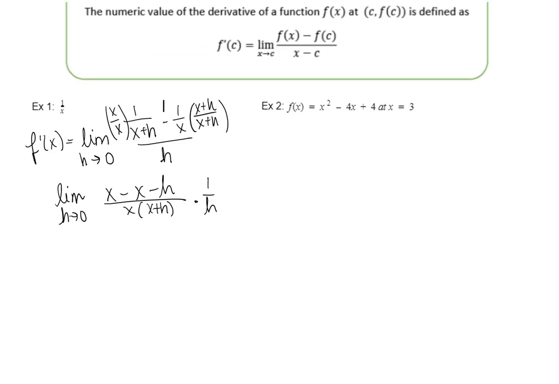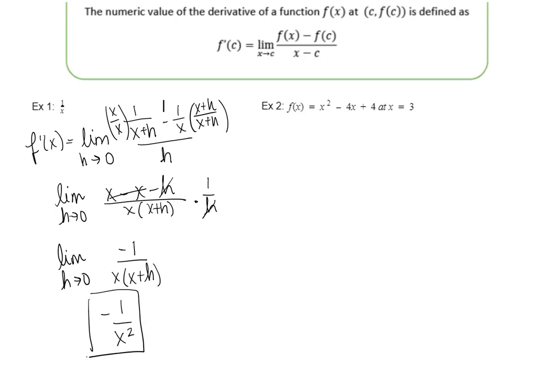Now let's get a little bit more room here. Keep on with that notation. So the limit as h approaches 0, because I still haven't substituted for h yet, so that still needs to be involved. These x's cancel out, these h's cancel out, so you're left with a negative 1 over x times x plus h. And now I can substitute in 0 for h. And when I do that, after that 0 gets plugged in for h, that cancels out, and I just get negative 1 over x squared.